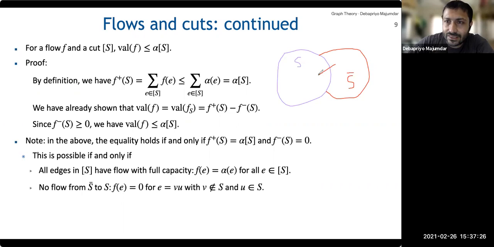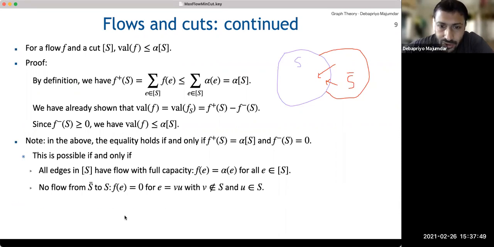Obviously, there can be some edges like this, right? There can be some edges with some capacity, but there should not be any flow along these edges. So Fe has to be 0 for all e equal to vu with v in S bar and u in S. Why so? Because if there is any flow on such an edge, then F minus S will actually be positive.